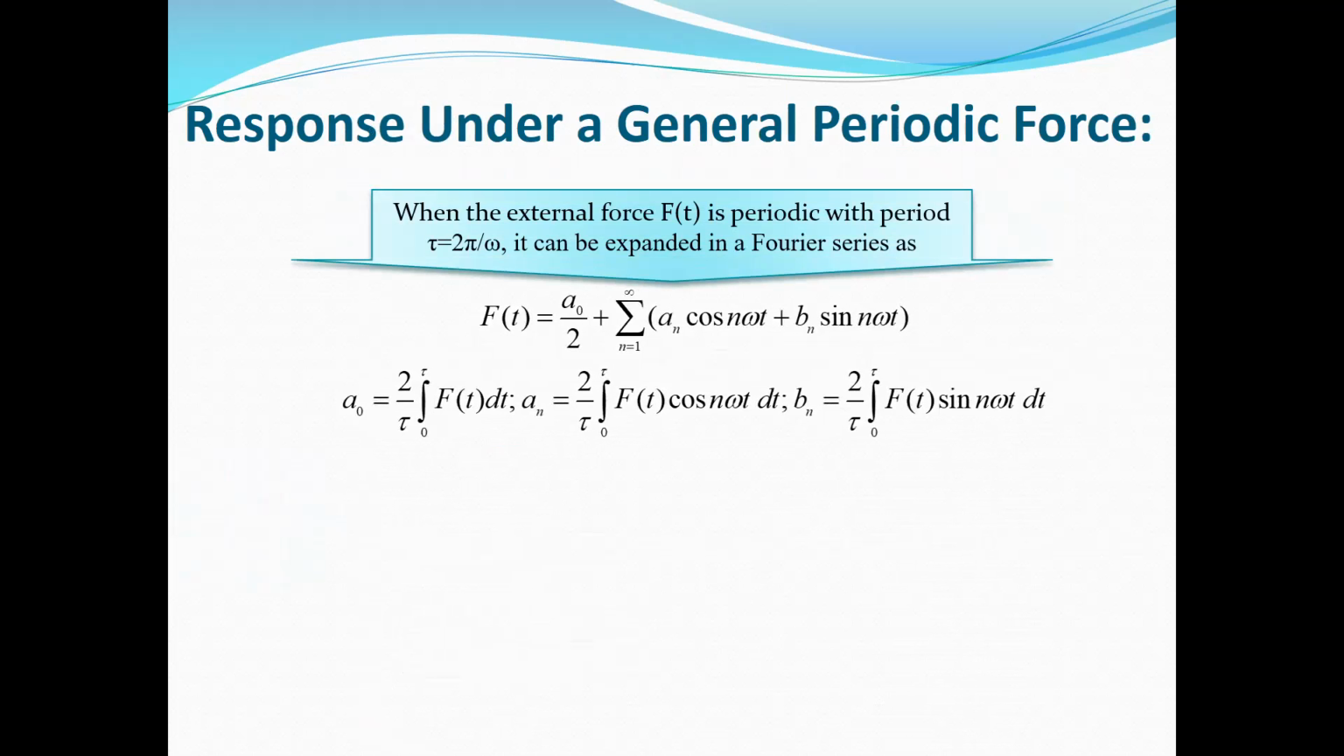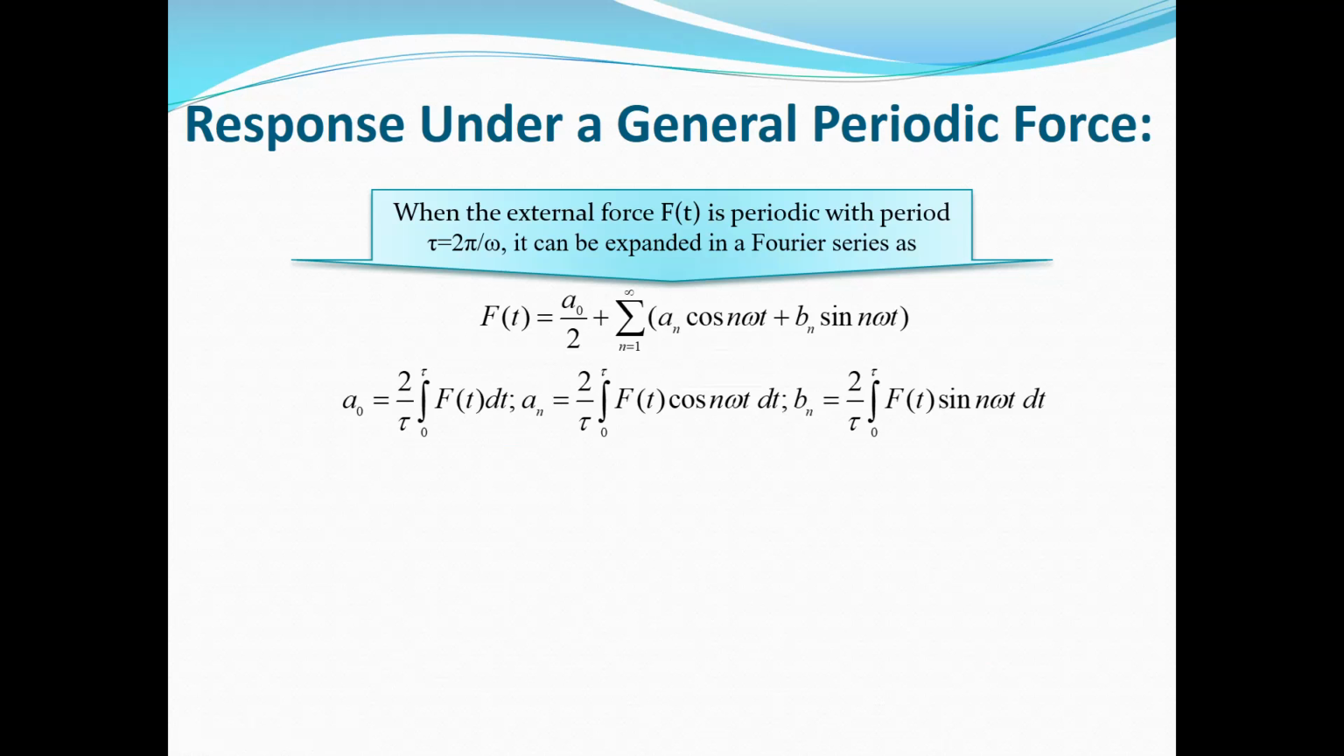So first, start with a system under periodic excitation. When we have the periodic excitation, for example, assume that the system is subjected to the external force F(t), which is periodic with period tau, where tau is equal to 2 pi divided by omega, and omega is the frequency of the periodic function F(t). So it can be expanded in a Fourier series.